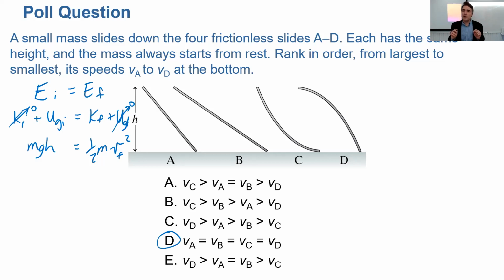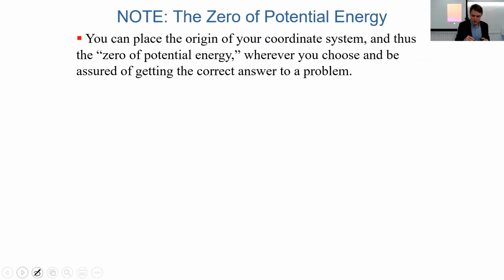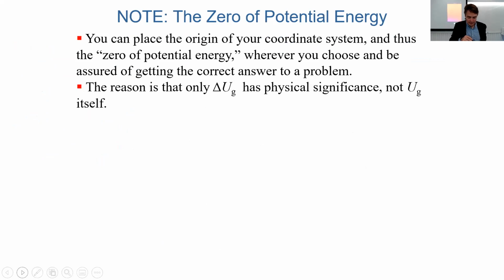But even though energy is a scalar, it can also be negative. Well, kinetic energy can't be negative, but potential energy can be negative. You can have negative mgh, just depending on where you set the 0 point. So let's talk a little bit about the 0 point, since we're on this. You can place the origin of your coordinate system anywhere you choose, and you can still get the same answer to the problem, the correct answer.